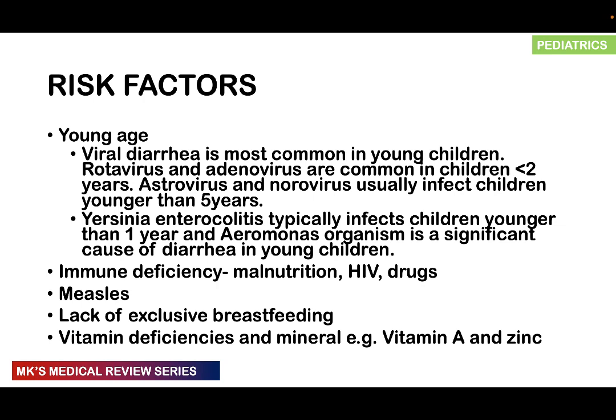You may have some immunodeficiency, such as malnutrition and HIV, as well as certain other drugs, immunosuppressive drugs, that can predispose individuals to developing diarrhea. Individuals that develop measles, and those that lack exclusive breastfeeding, because remember that there are certain immune factors like IgA that protect you from upper respiratory tract infections as well as diarrheal disease, and these are usually in high amounts, especially in colostrum, the first milk that is produced. Some vitamin and mineral deficiencies like vitamin A and zinc can also predispose a patient to diarrhea.